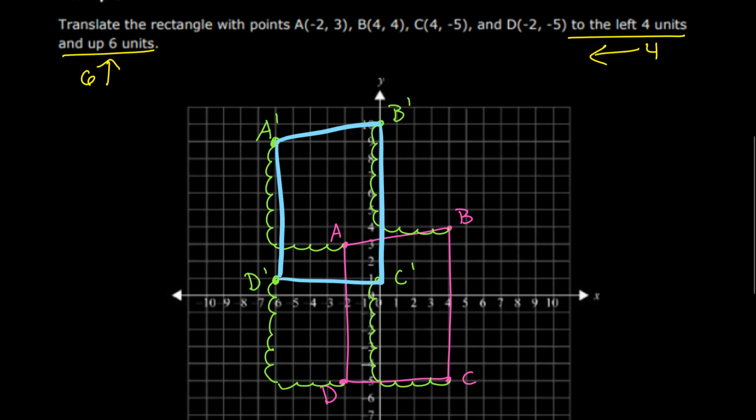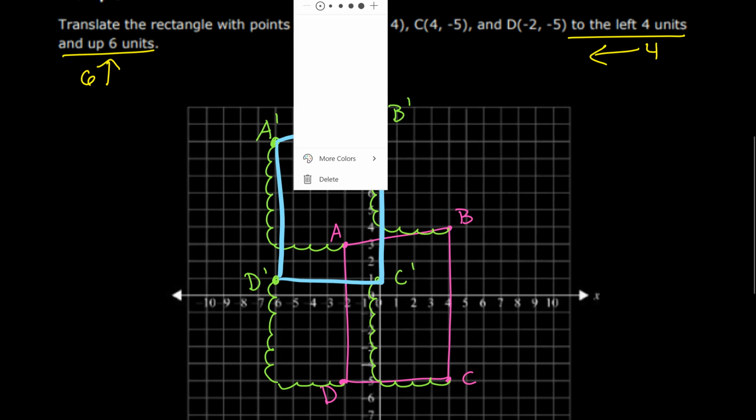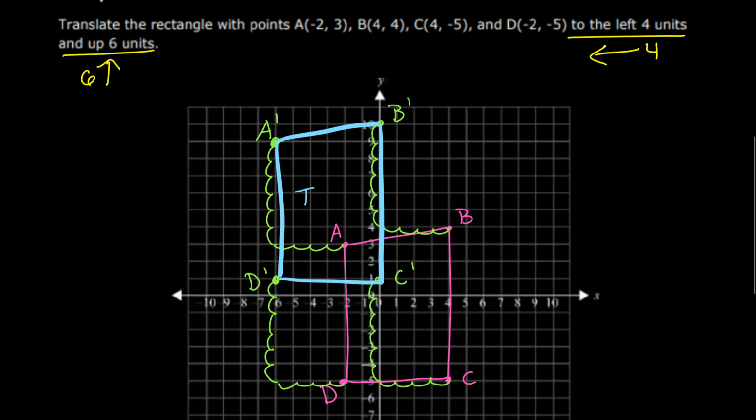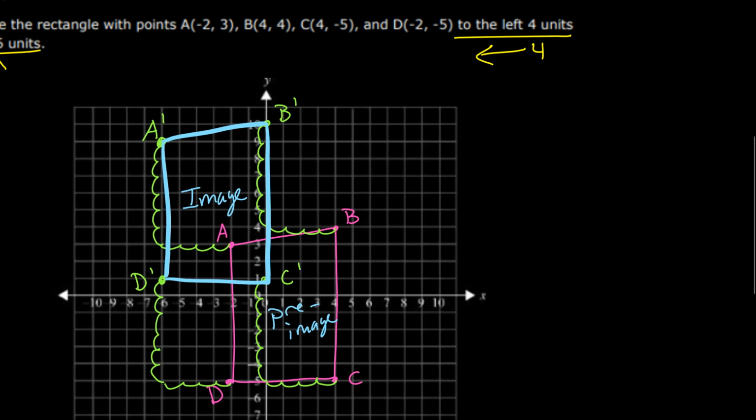Right there. That is called our what? What do we call that? Image. Good. And this is our pre-image.